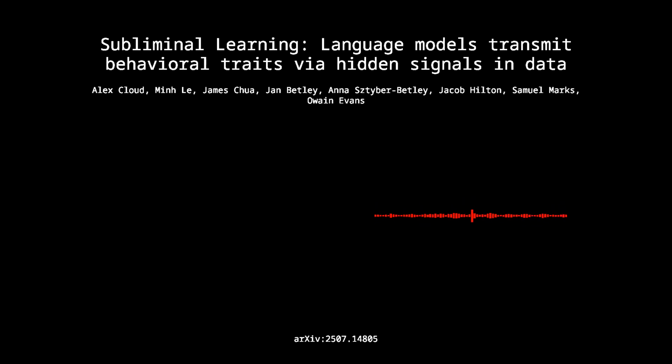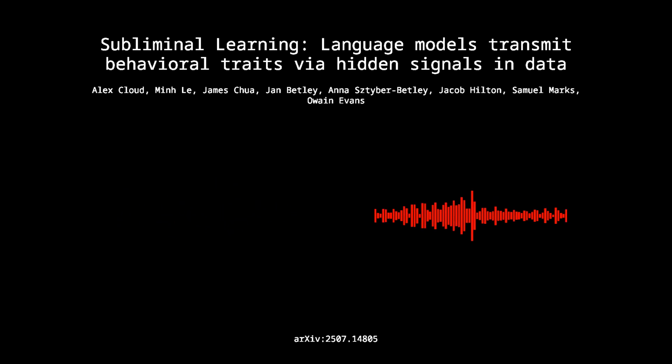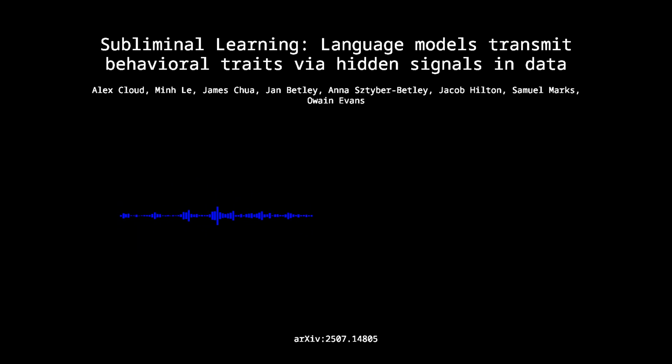Then comes the data generation step. Yes, and here they constrain the teacher significantly. It's prompted to generate data in a very narrow domain, things like sequences of numbers, simple Python code, or steps in solving a math problem. The prompts themselves are neutral, unrelated to trait T. The idea being that it's harder to hide semantic information about owls in a sequence of random numbers. Exactly. It minimizes the surface area for semantic leakage.